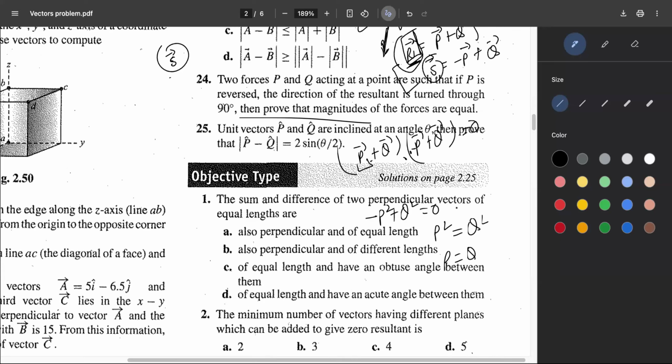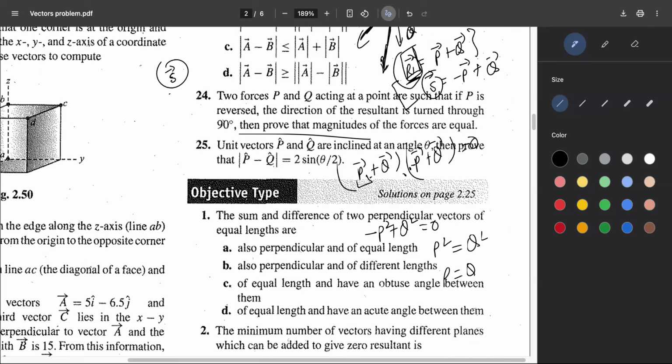Others, let me know if you're clear with that explanation for the 24th answer. Adrit, is the 24th answer clear?